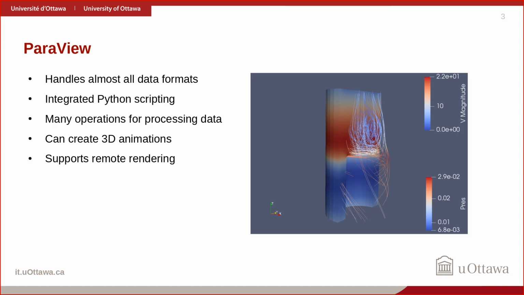So Paraview is very elaborate. It's been around for at least a decade, I think, and it can handle almost any data format that you can throw at it. So if you have a specific program that outputs data in a certain format, it's highly likely that Paraview already knows how to deal with it. It also comes with Python scripting integrated in it. That means that you can easily extend Paraview or you can work on the data inside of Paraview, so you can process it on the fly. And like I said, it can create great 3D animations.